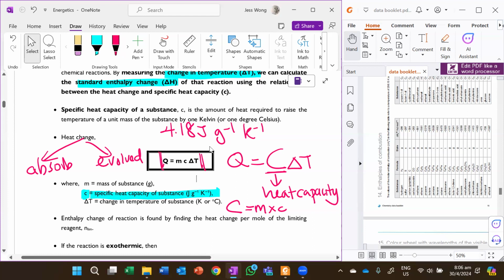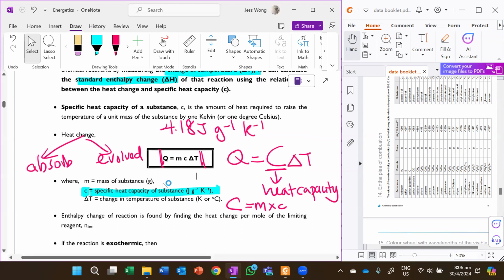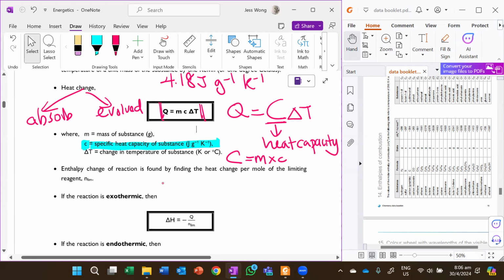Here, m is the mass of the substance, c is the specific heat capacity of the substance, and delta T is the temperature change. There are a few ways to get the temperature change. You can measure the initial temperature and then measure the highest or the lowest temperature that you encounter as the final temperature to get your delta T. So one way to get delta T is T final minus T initial. Take note that delta T again, we just take as its absolute value.